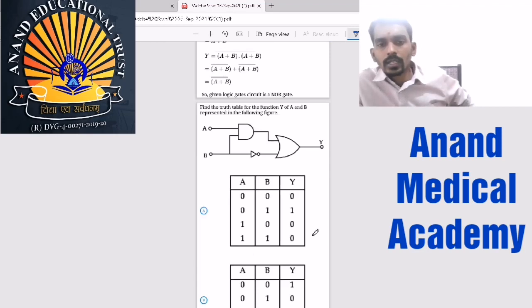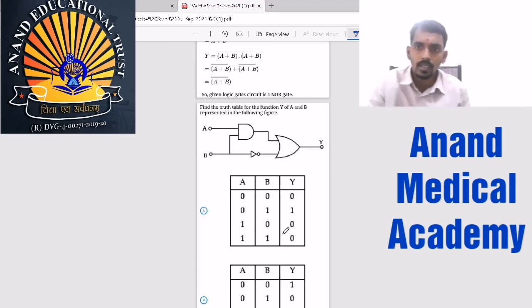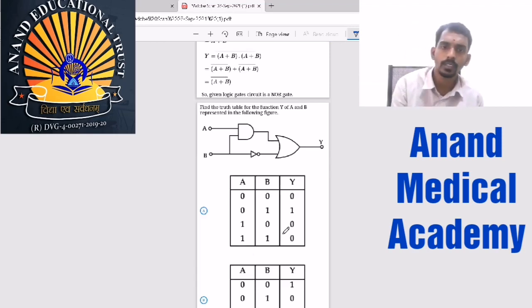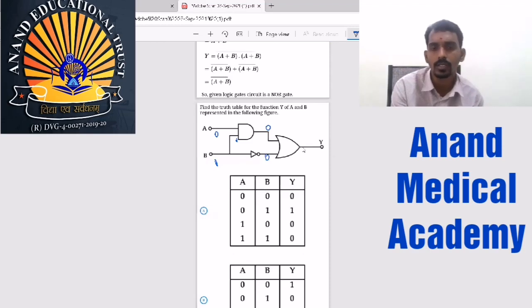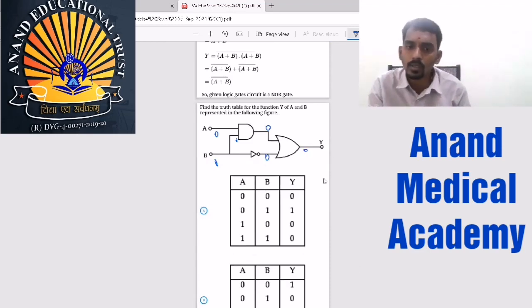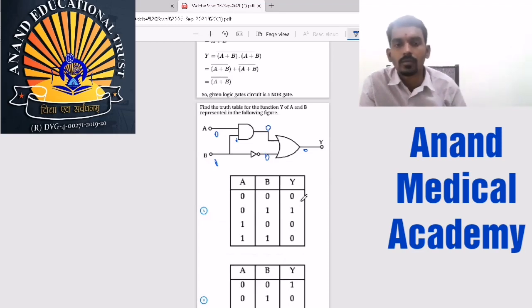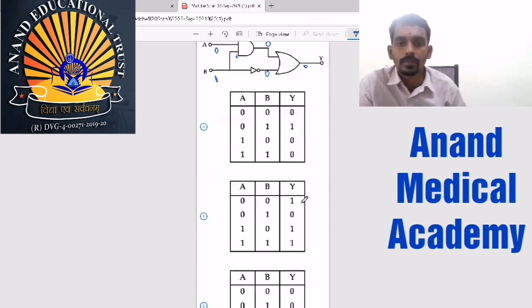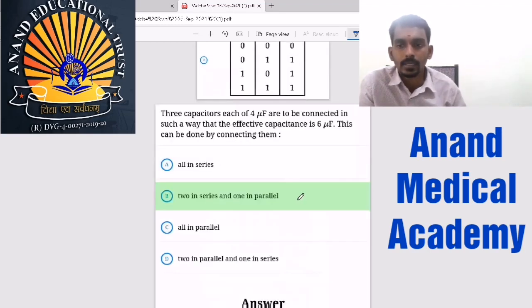So here is one more question. They are asking you to write the truth table, as I said. Writing the truth table means I will tell you, take 0, 0 or 0, 1. For example, 0, 1. So here 1 will come. 0, 1 means it is an AND gate, so 0 will come. Here the NOT gate, 1 will become 0. 0, 0 is the OR gate, so 0 will come. Like that you have to check for 0, 0, 0, 1, 1, 0 and 1, 1. Then only you can get the answer. But you have to do it very quickly.